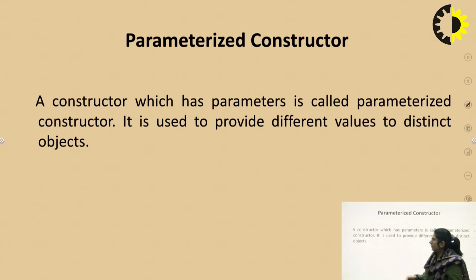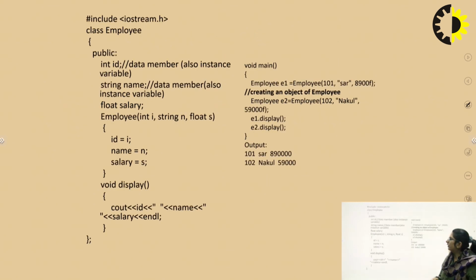Now the parameterized constructor. What does it say? A constructor which has parameters, which means it has arguments inside the brackets, is called a parameterized constructor. It is used to provide different values to distinct objects. If you want to provide different values to different objects, then we need to call it. For example, see here a simple code. There is a class Employee. It has a data member like ID, it has name, it has salary, which is a float data type. It basically has 3 data members here with 3 different data types: int, string, float.